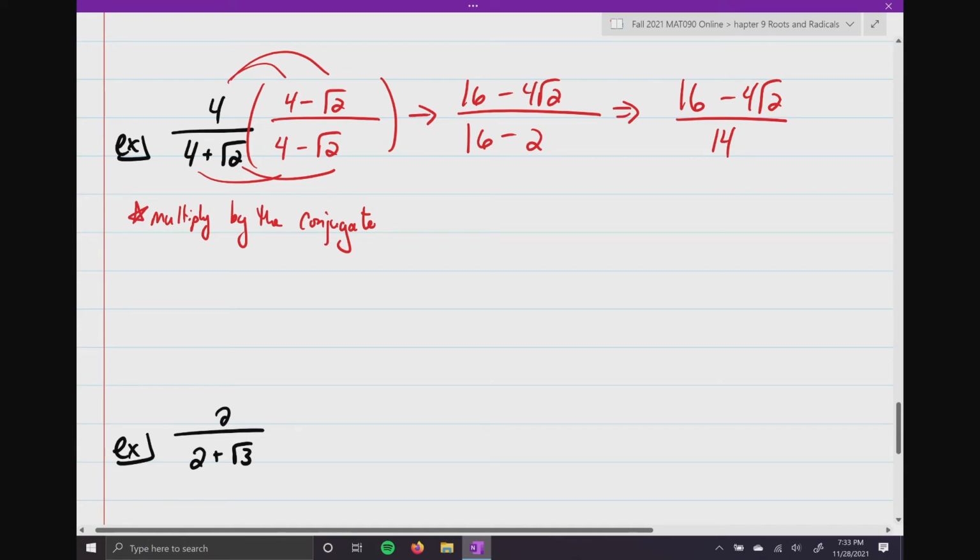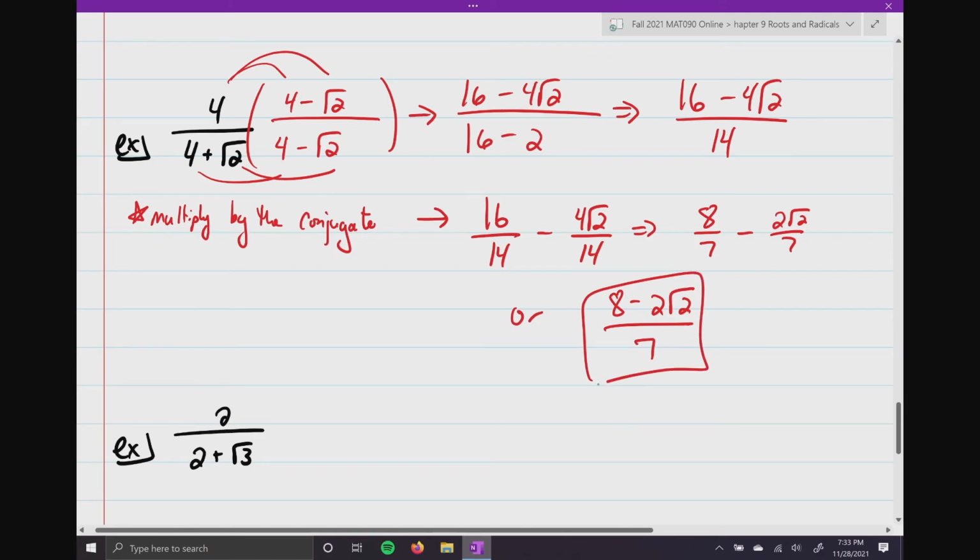And then you're going to have to reduce this. So the easiest way for me to show you this is to separate and then reduce each fraction. And I know it's not exactly the funnest thing to do, but it is what it is. So we're going to get 8 over 7 minus 2 square root of 2 over 7, or 8 minus 2 square root of 2 all over 7. Okay?